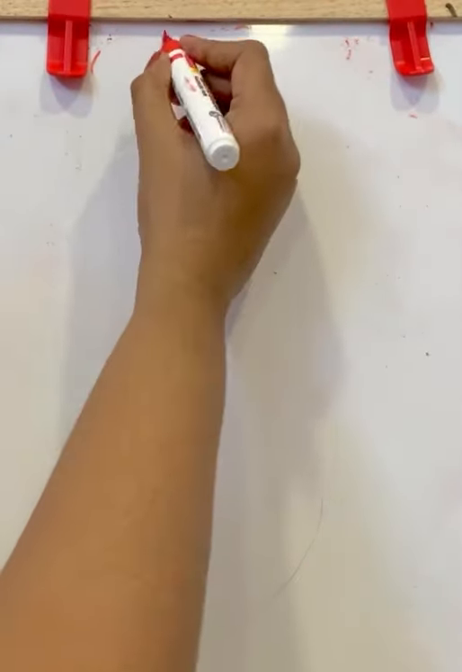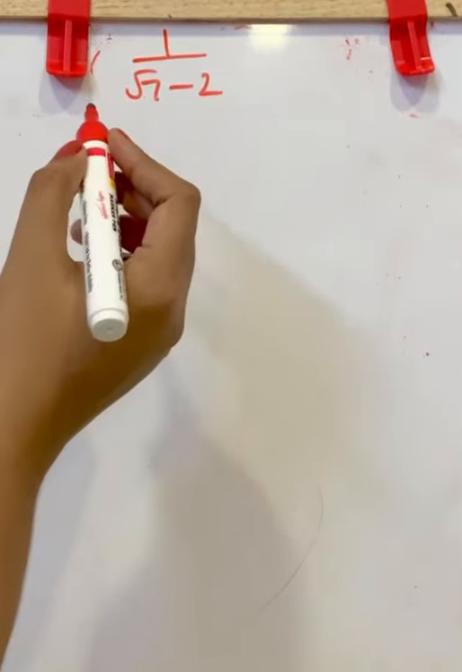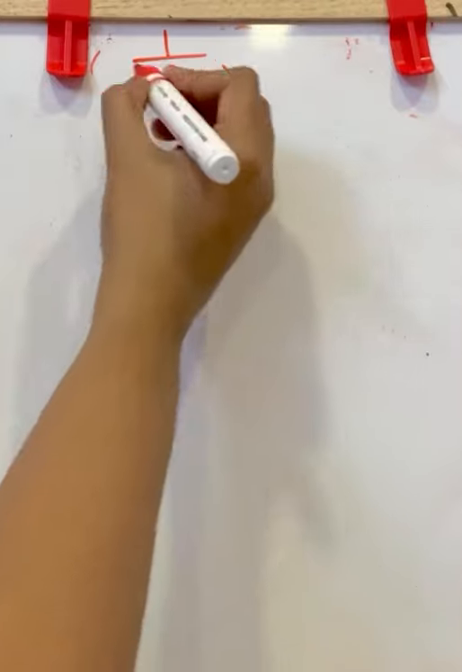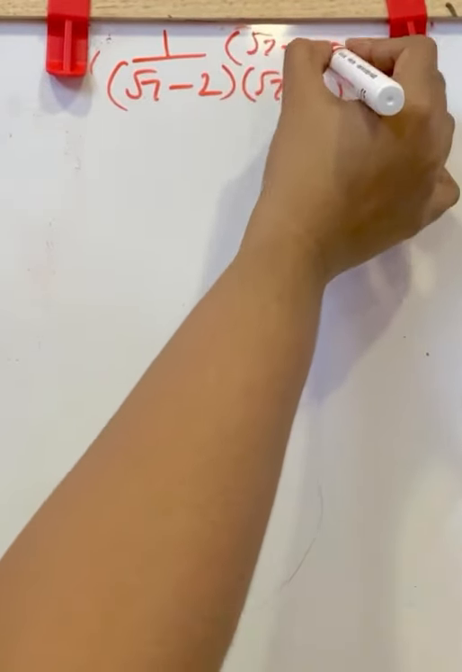Next question, 1 by (root 7 minus 2). Here again you have to rationalize it. So multiply this with root 7 plus 2. So here also root 7 plus 2.